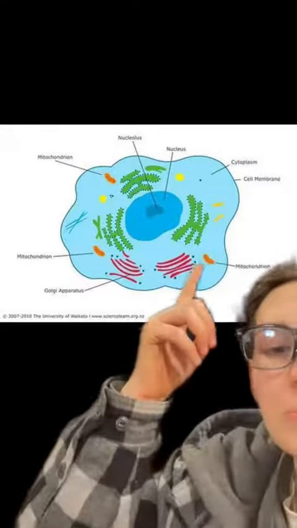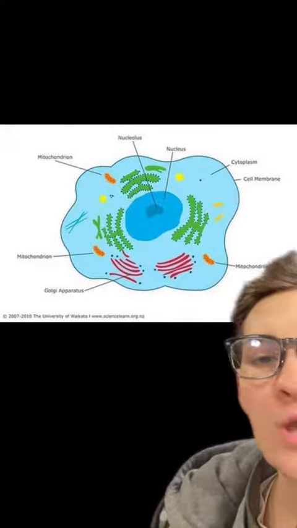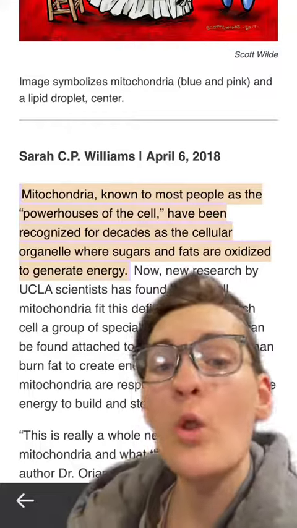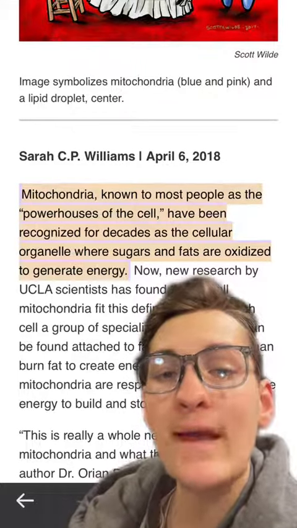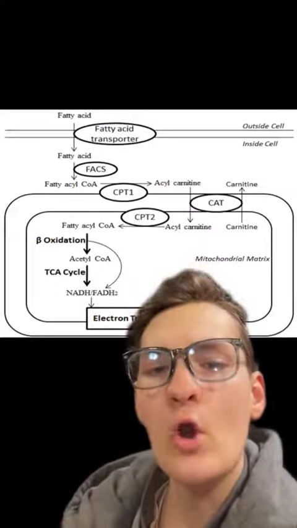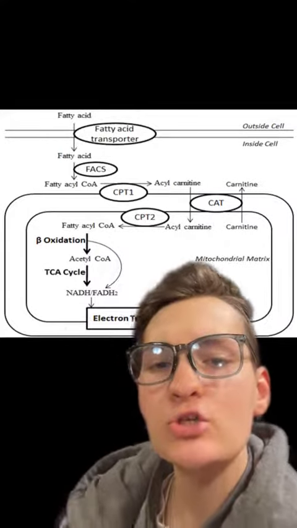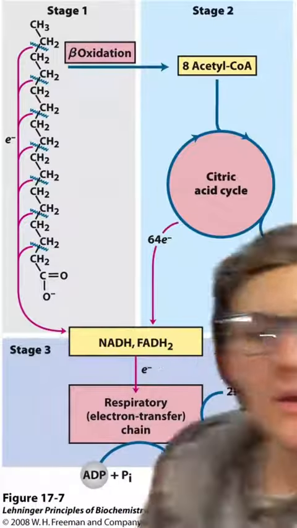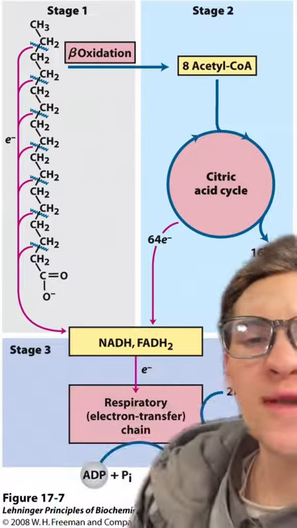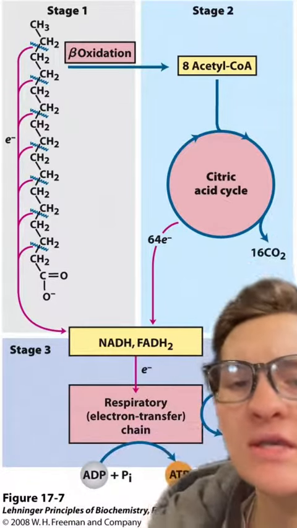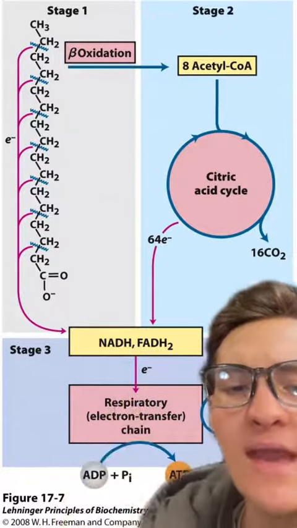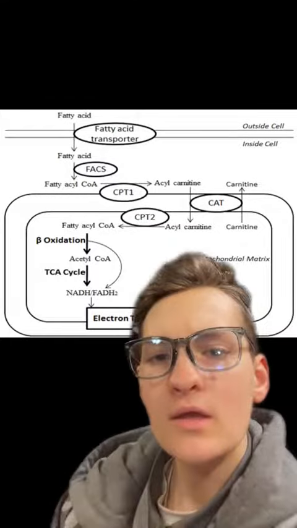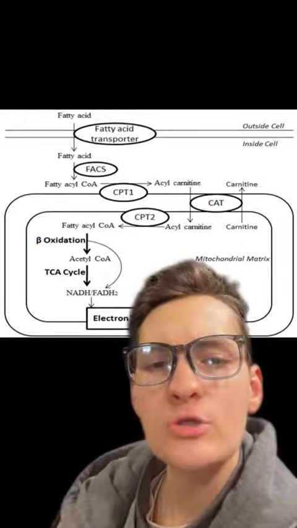The mitochondria is just a small organelle within your cell, which is where all of your fuel is burned to create energy. Fatty acyl-CoA undergoes beta oxidation to produce acetyl-CoA. Acetyl-CoA then goes through the citric acid cycle, and this process produces NADH and FADH2. These molecules are called electron donors.